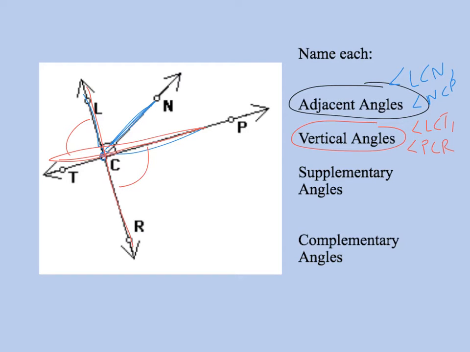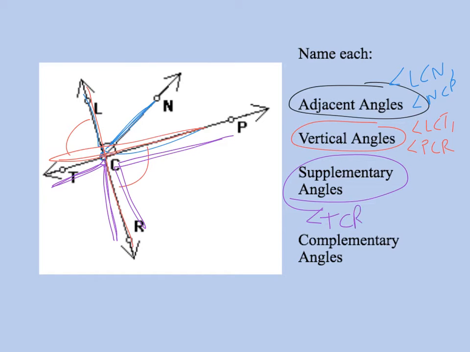And supplementary angles are angles that add up to 180 degrees. So which ones make a line? Two angles together that make a line. So I'm going to use angle TCR, which makes a line with angle PCR. Oops, P.